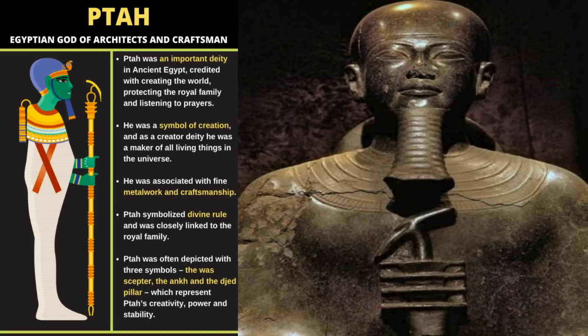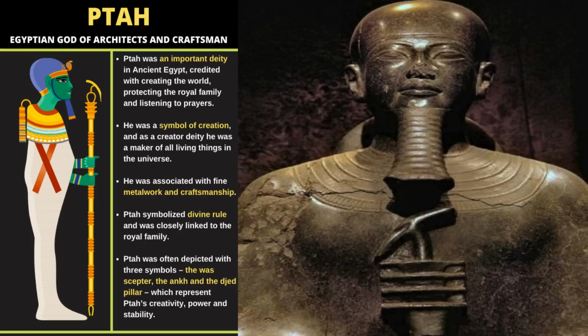Now here's Ptah on screen, and as you can see, Ptah was an important deity in ancient Egypt, credited with creating the world, protecting the royal family and listening to prayers. He was a symbol of creation, and as a creator deity, he was a maker of all living things in the universe. Now I'll break that down even more for people like me.